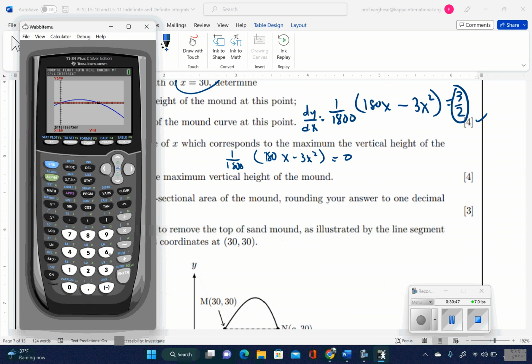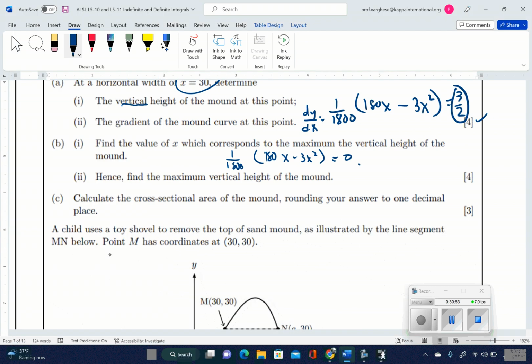Okay, so what does that mean? We're going to go ahead and just write x. So find the value of x, which corresponds to the maximum of the vertical height. So x is equal to 60, and that's going to be our answer for part B1.